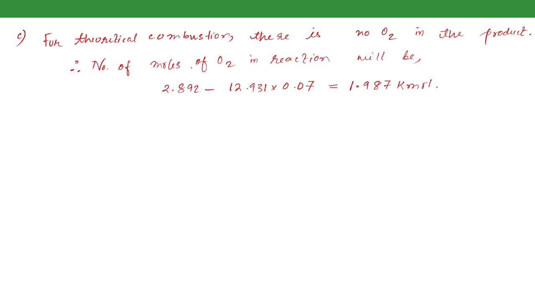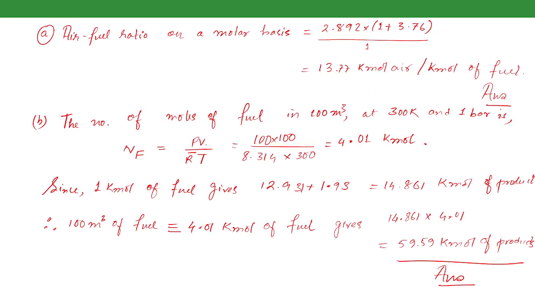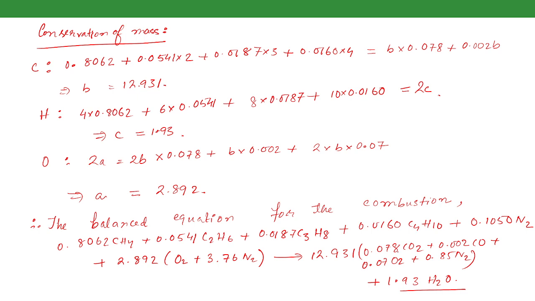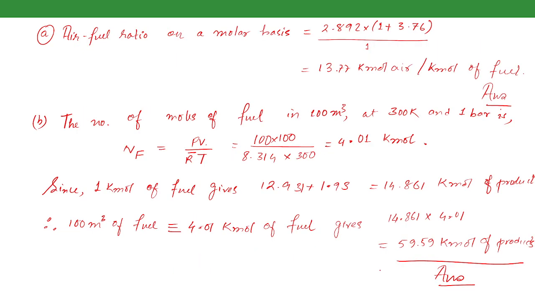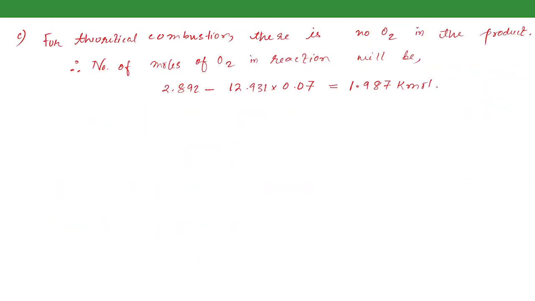So from 2.892, this 1.987 kilomole of oxygen is actually utilized in the reaction, giving rise to the products that we get here as in carbon dioxide, carbon monoxide and water, and the remaining fraction is remaining as unreacted oxygen.